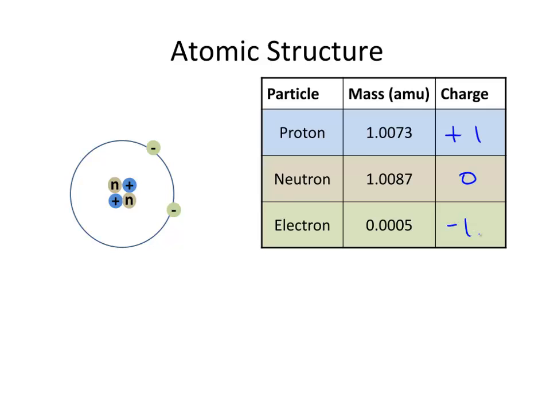Electrons are much lighter than protons and neutrons. Their mass is only about 1/2000th the mass of a proton or neutron. So when figuring the atomic mass, we can pretty well ignore their mass. The electrons orbit the nucleus in what we call the electron cloud.